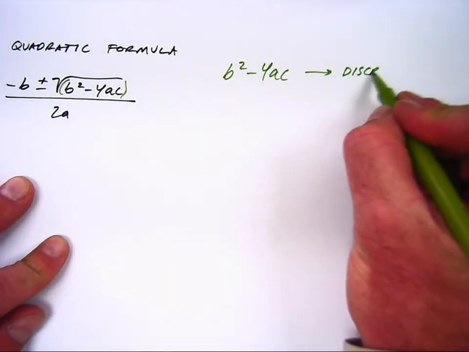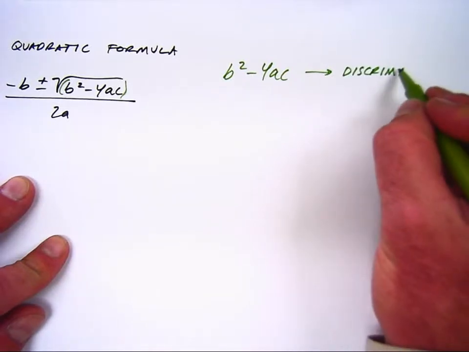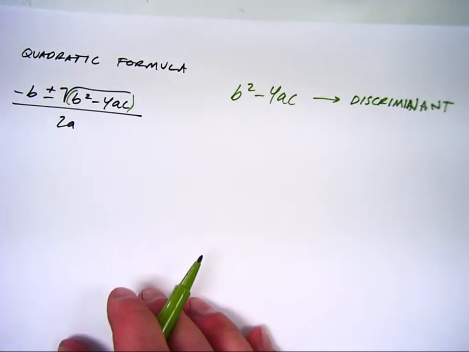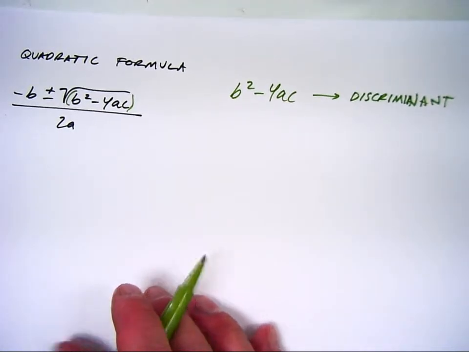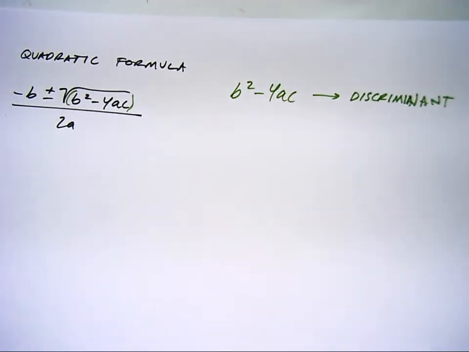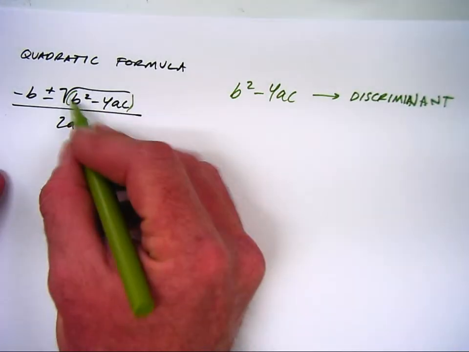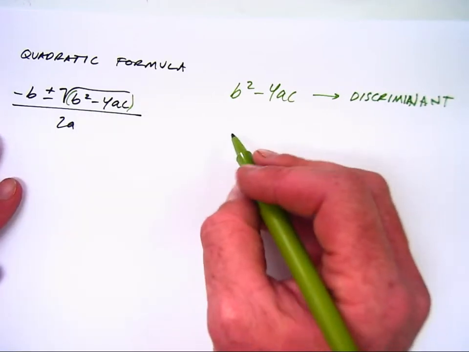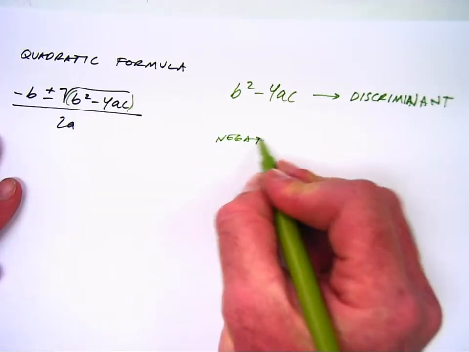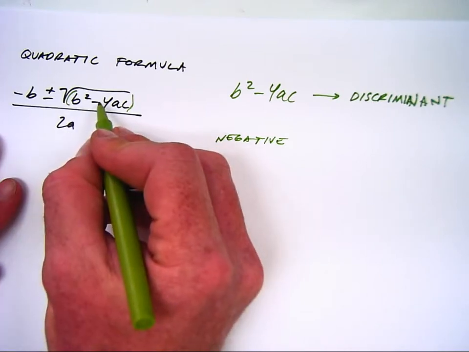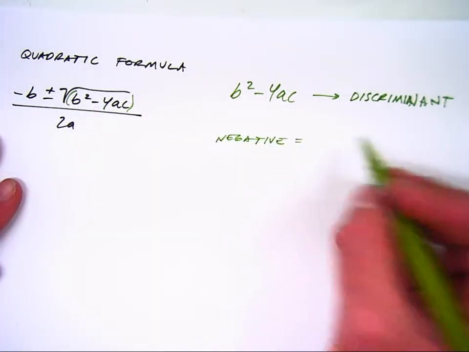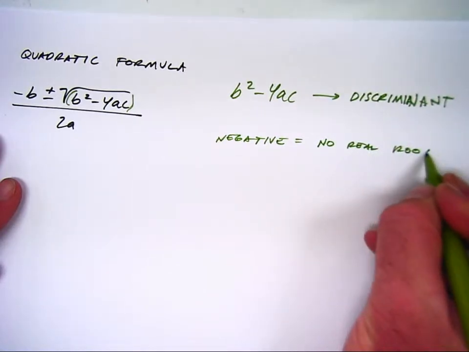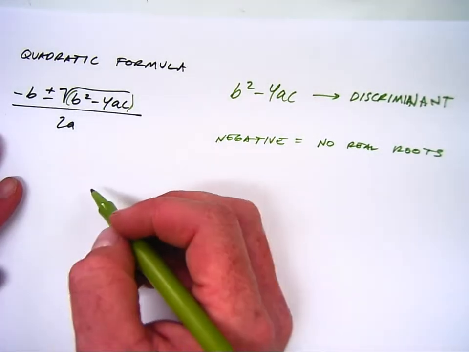What it allows us to do is discriminate how many solutions a quadratic equation is going to have. All we have to do is find the value of this part, b squared minus 4ac. If b squared minus 4ac is negative, remember, if whatever's inside the square root is negative, we're not going to have any real solutions, so no real roots, because we can't have a square root of a negative number.